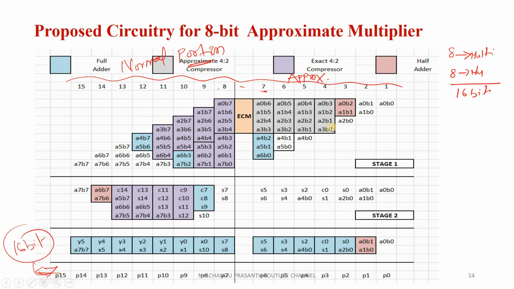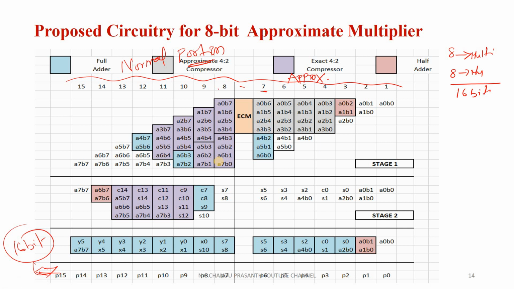Okay. So we are employing only our design of approximate compressors in this portion. The output of the error correcting module is fed into the adjacent compressor. So all these are the approximate compressors. So it is a full adder. So these are all exact compressors.